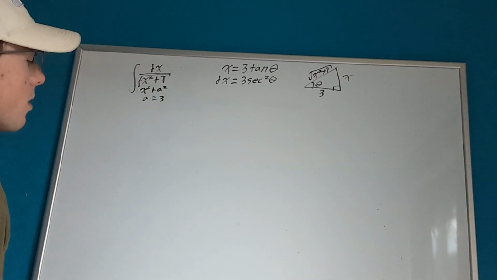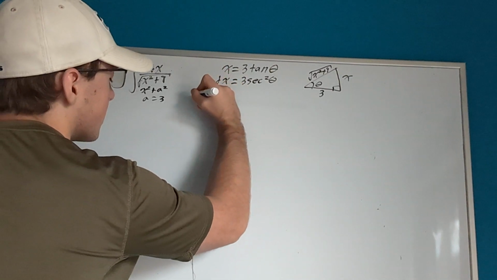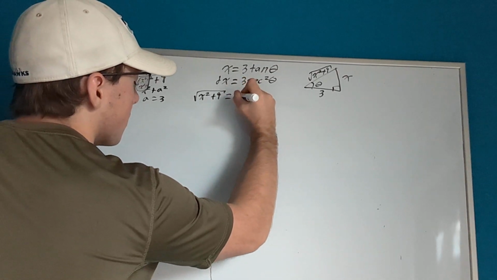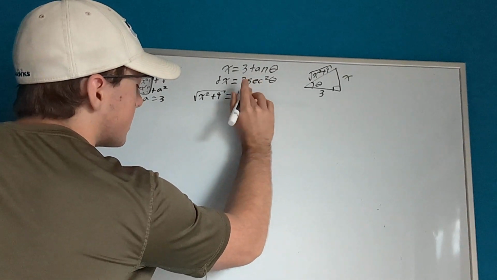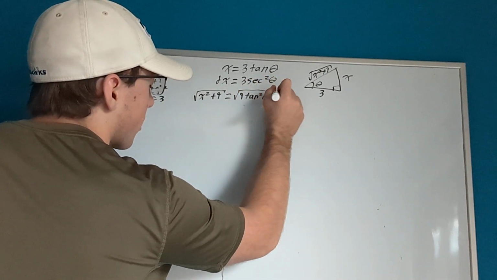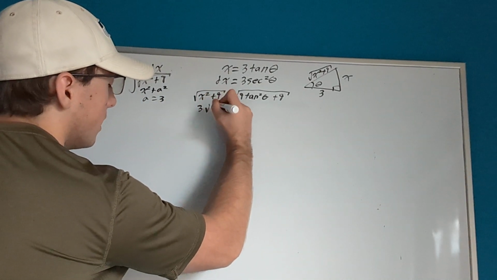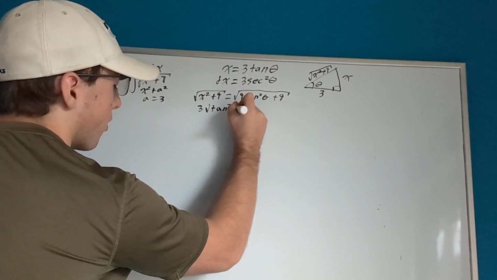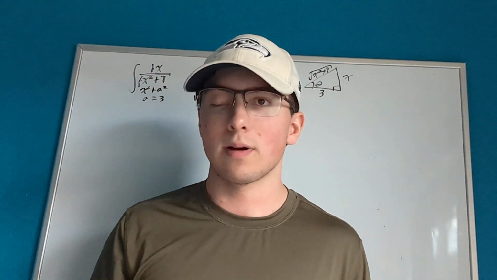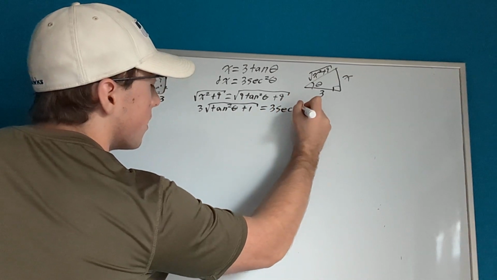Well, the square root of x squared plus 9. Let's substitute in 3 tangent theta for x, and see what happens. So square root of x squared plus 9 becomes square root of 9 times tangent squared theta plus 9. Then we can factor out a square root of 9, or a 3. So this equals 3 times square root of tangent squared theta plus 1. Tangent squared theta plus 1 equals secant squared theta. We take the square root of that, and we get secant theta. So this equals 3 secant theta.